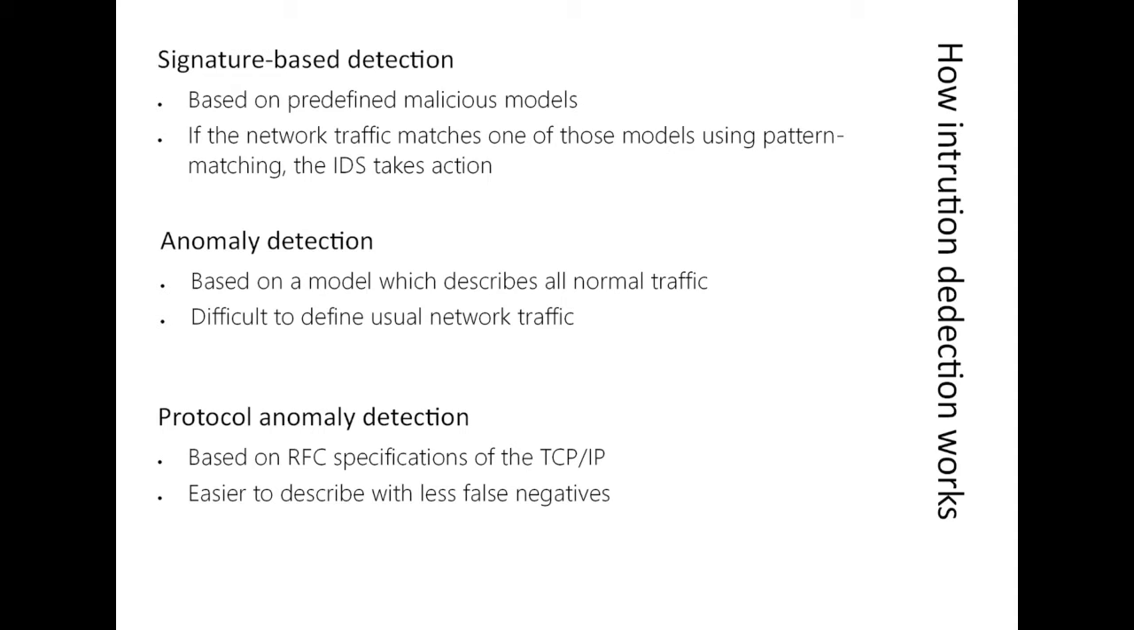Protocol anomaly detection is the latest detection technology, which seems to be the most effective. It is based on all requests for comments, which describe all protocols and aspects of TCP. This yields a much smaller database as not every malicious activity has to be defined and the RFCs are well defined. This does not guarantee that all types of malicious activities are found, as there are design flaws which may be exploited.